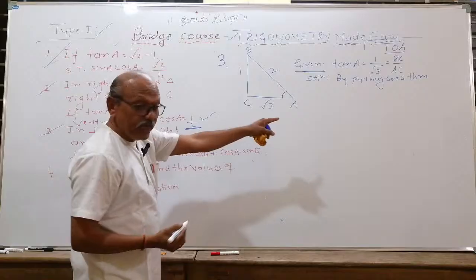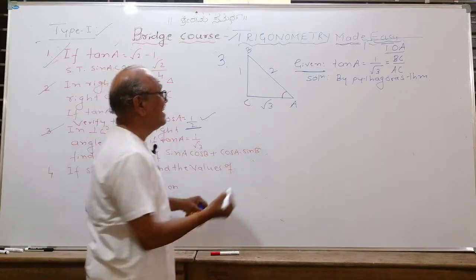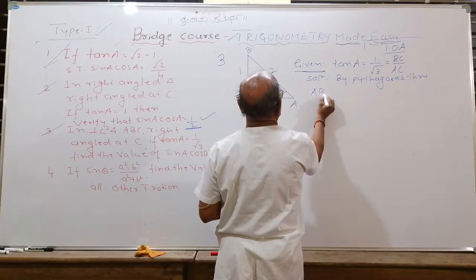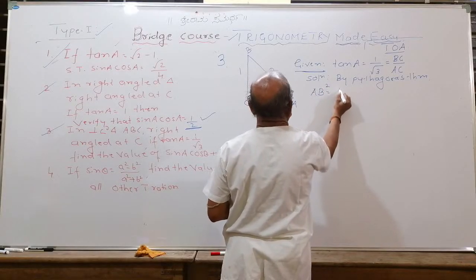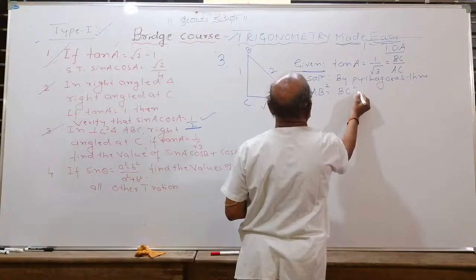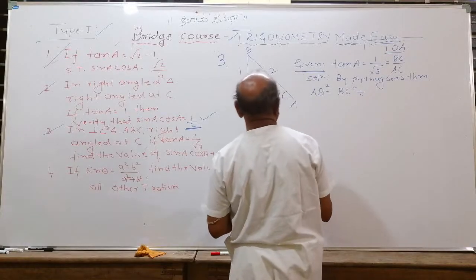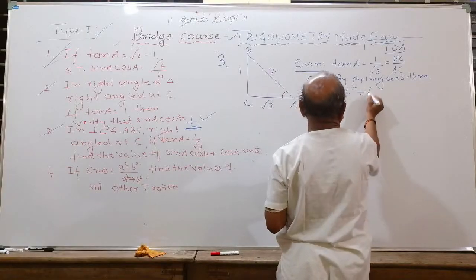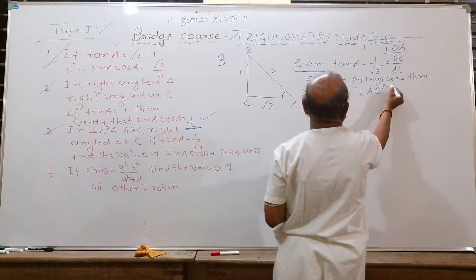But in a written exam, you don't write directly. By Pythagoras theorem, AB square is equal to... Those who are writing competitive exams, multiple choice questions, Karnataka CET or JE, you need mind maths.